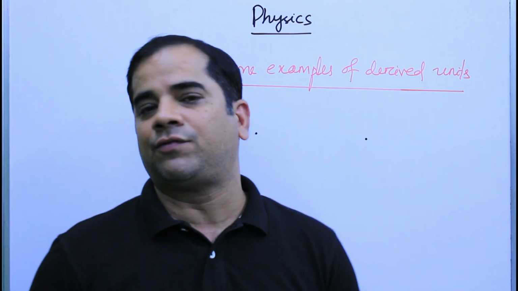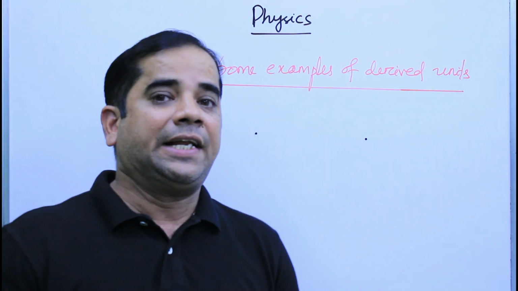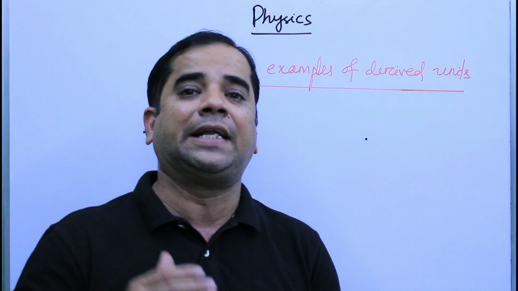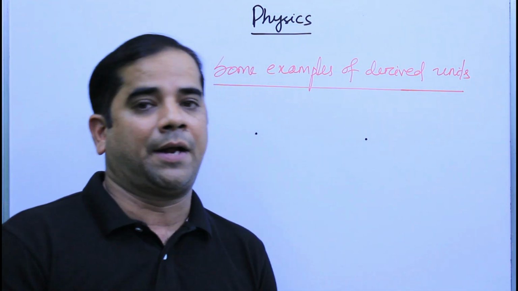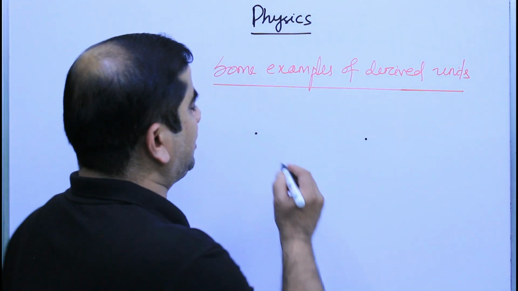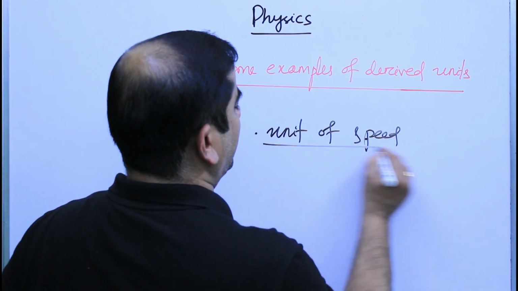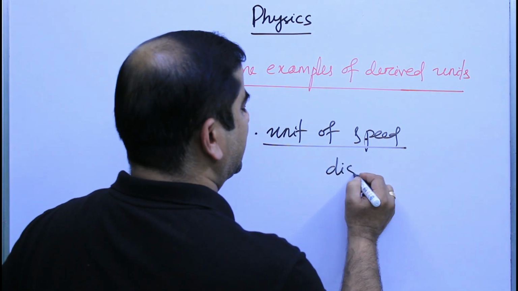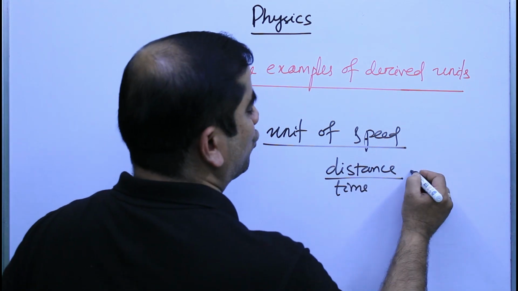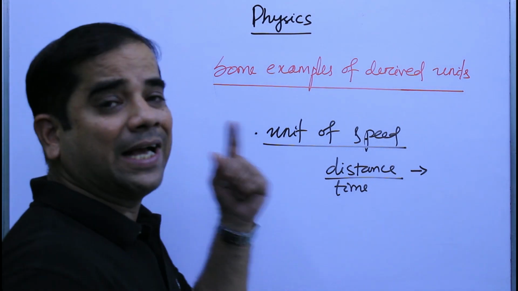Students, in our earlier classes we have discussed that there are two types of units, that is fundamental units and derived units. Derived units are constructed out of the fundamental units, or we can say that derived units are the combination of fundamental units. Okay, so let us take some example. When we think about the unit of speed, speed is distance upon time. So we need to go for the unit of distance, which is nothing but the length, and time to find out the SI unit of speed.